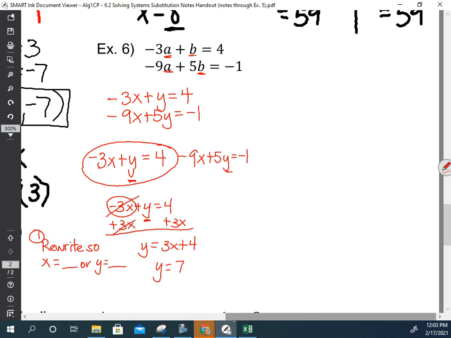Why is it not y equals 7x? Why is that wrong? They are not like terms. So it's y equals 3x plus 4. Any questions before we continue?